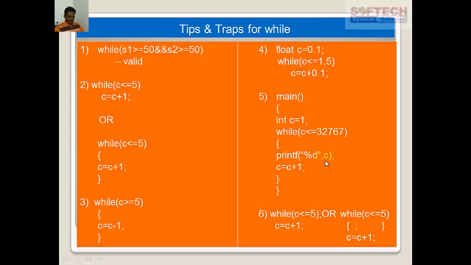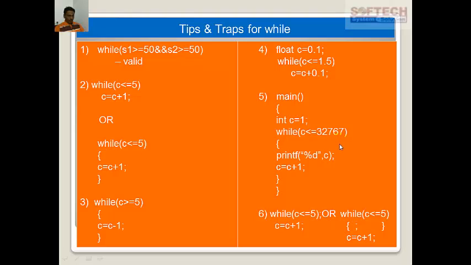32,766. It starts with 1. Then it displays up to 32,767. Then it is increased by 1. The new value of C is 32,768. So that value is assigned to C. Then it compares that value with 32767. Is the new value less than or equal to 32767?